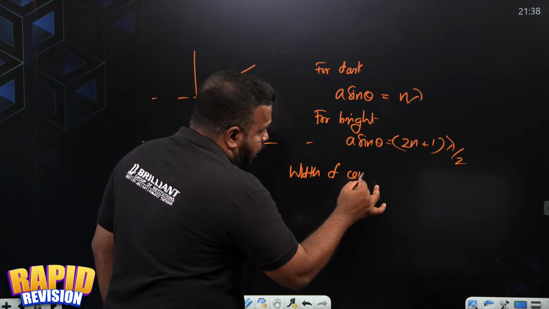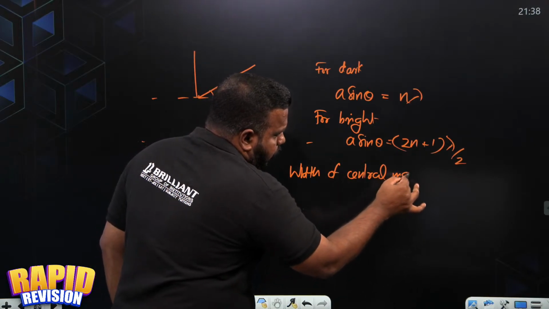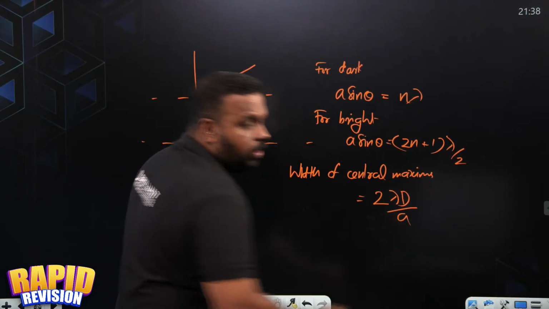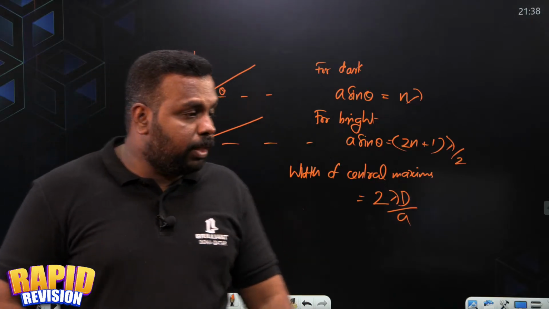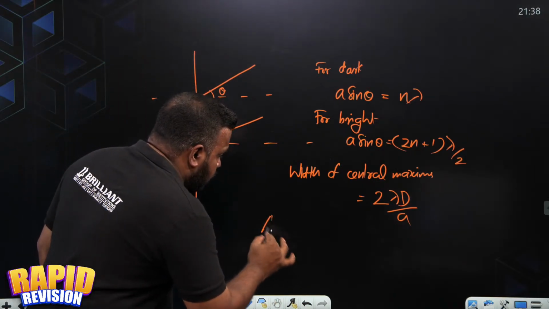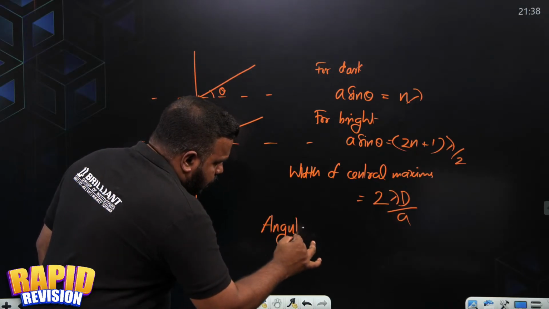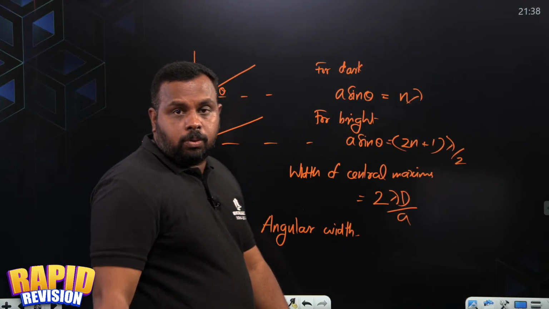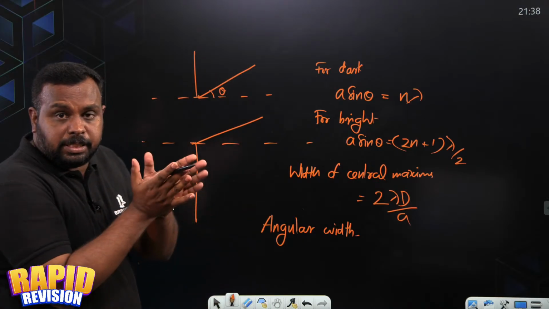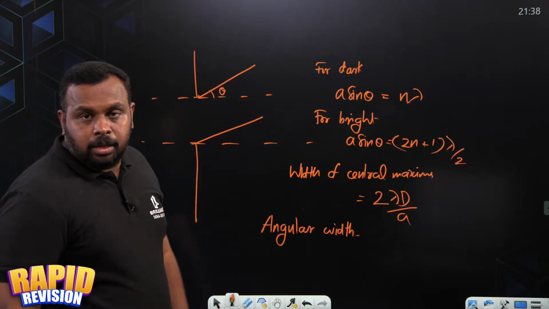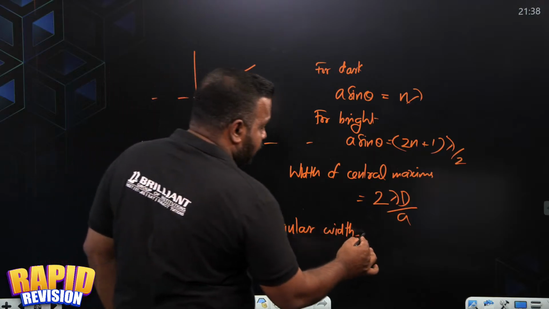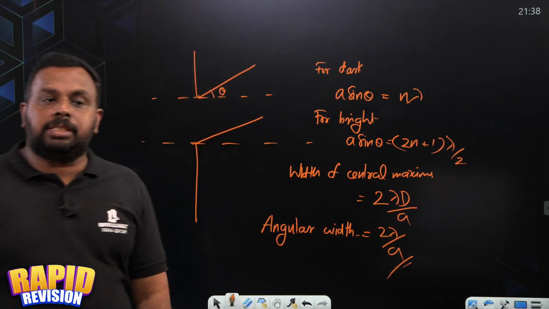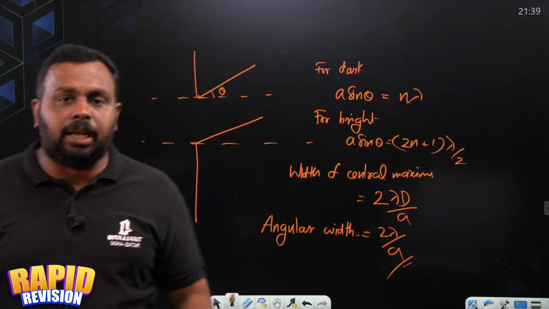Width of central maxima, numericals will come. Width of central maxima will be 2 lambda D by a. This is the formula for width of central maxima, 2 lambda D by a. And they may ask angular width also. Hope you know the meaning of angular width: it is the angle the central maxima makes at the slit. So the angular width formula is 2 lambda by a only. So what you can see here is angular width is independent of capital D.